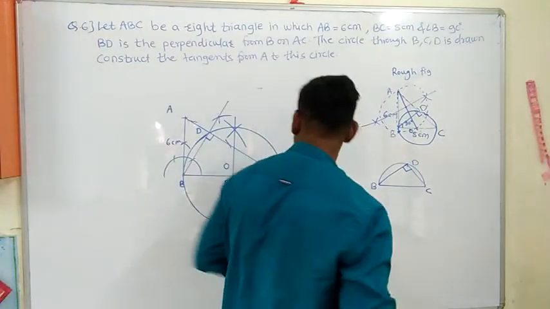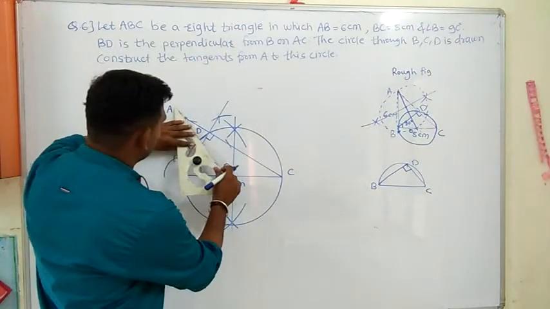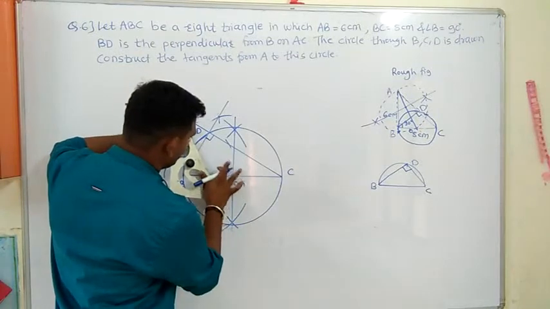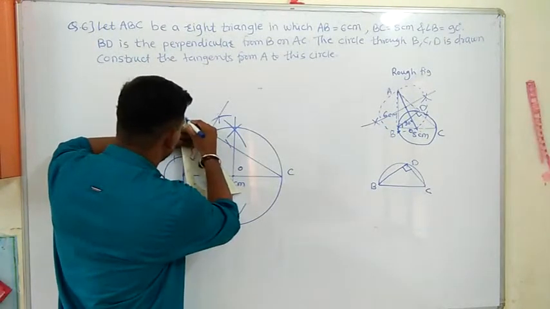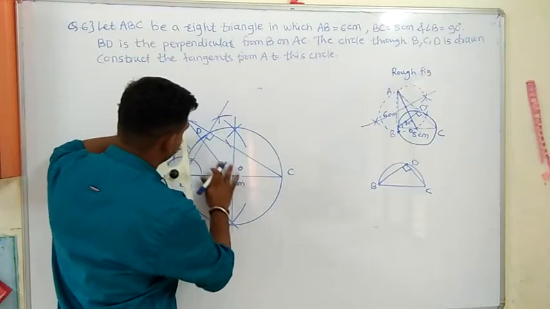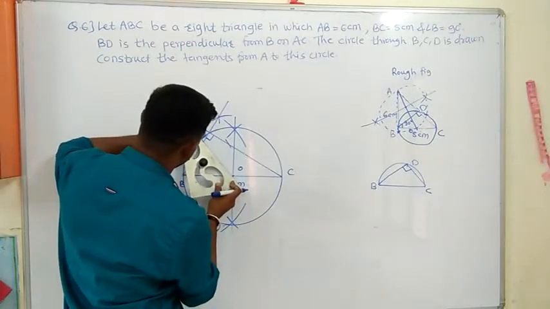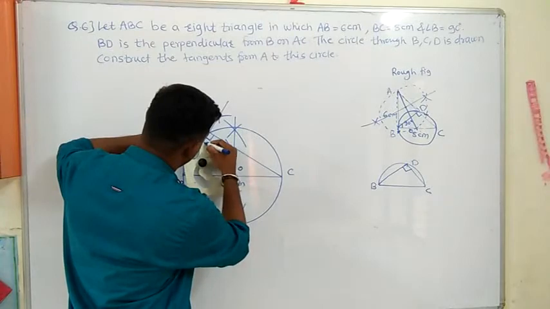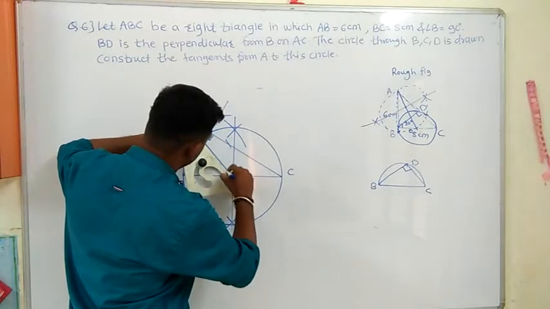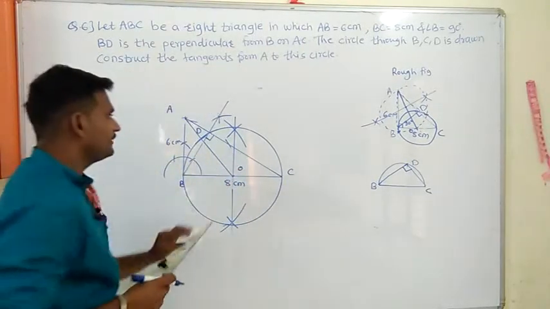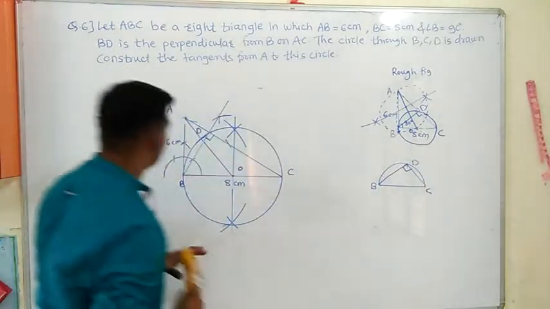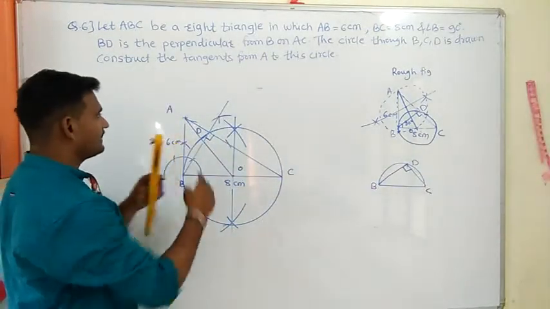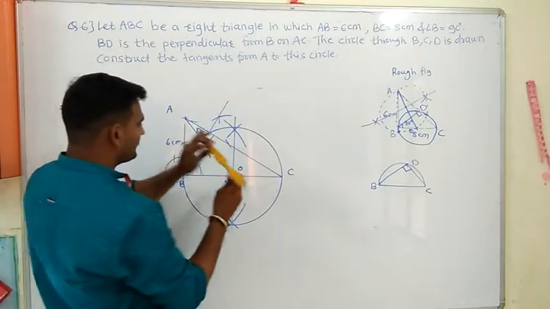See here. What is the first step? First you have to join the point A to the center O. I will join the point A to the center O, and after this I have to draw the perpendicular bisector of AO.